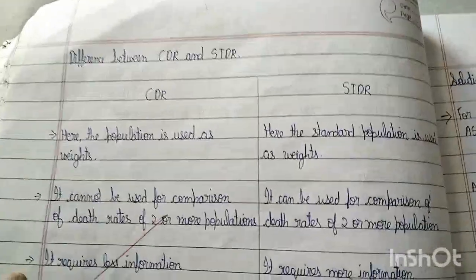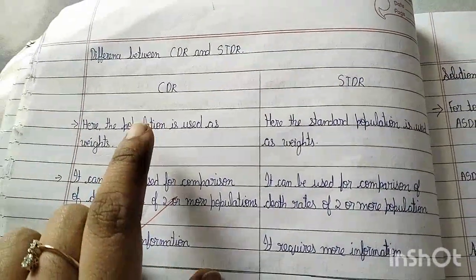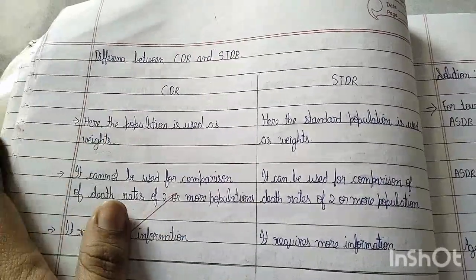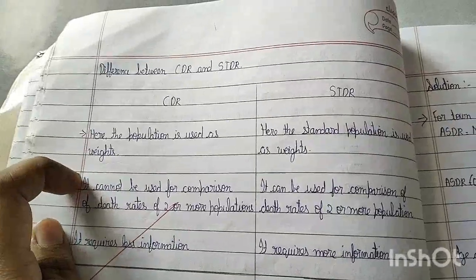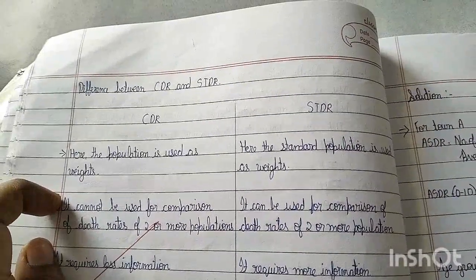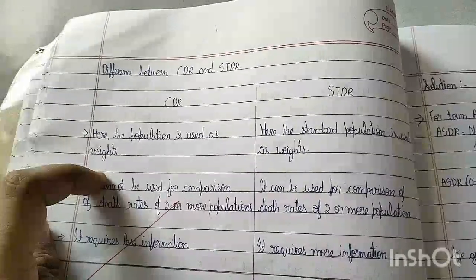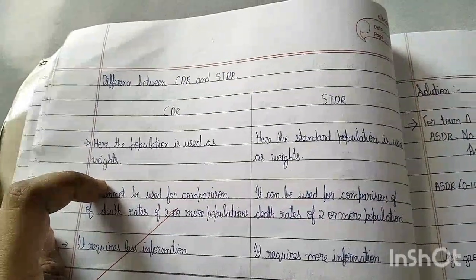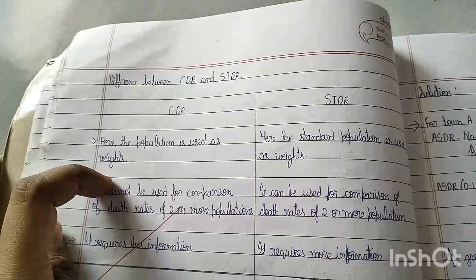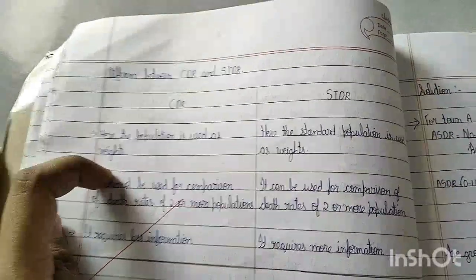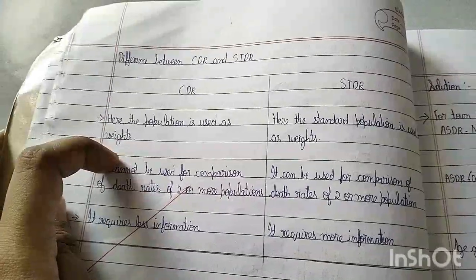They may ask you the difference between CDR and STDR. You can write: CDR, here population is used as weights. STDR, here standard population is used as weights. CDR cannot be used for comparison of death rates of two or more populations. STDR can be used for comparison of deaths of two or more populations. CDR requires less information and STDR requires more information. Because for CDR, you just need the number of deaths and the live births, but for STDR, you need the standard population and all of that. So it requires more information.